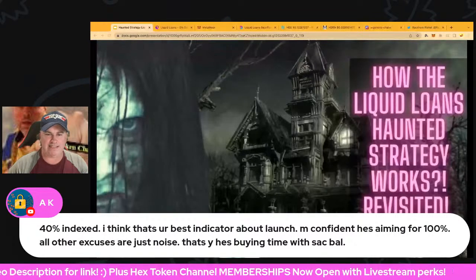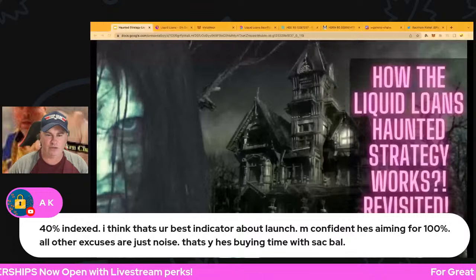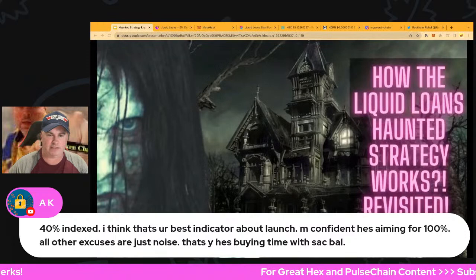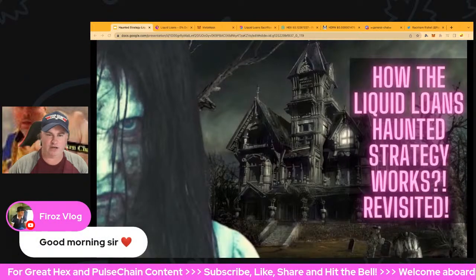AK says 40% index. I think that's your best indicator about launch. I'm confident he's aiming for 100%. All about excuses are just noisy. That's why he's buying time with the stack balances, says AK. Well, excuses are noise. That's why he's buying time with the stack balances. Confident. Yeah, that's definitely getting close, AK.